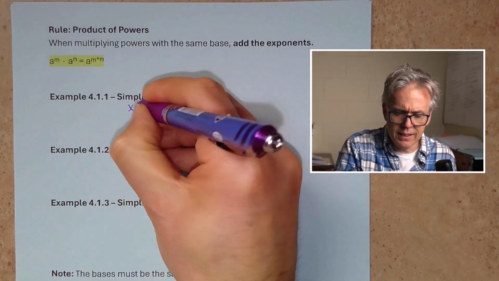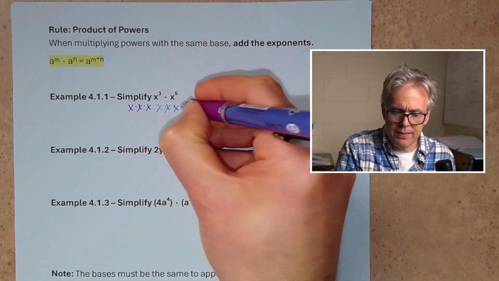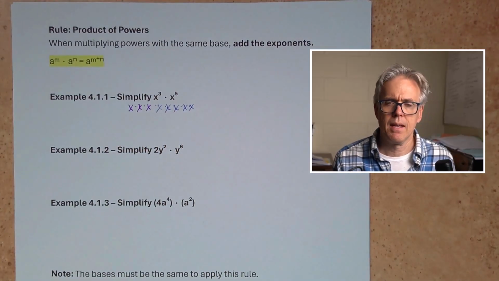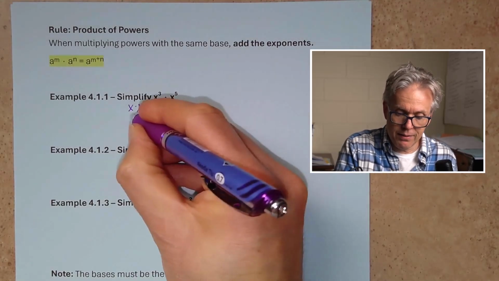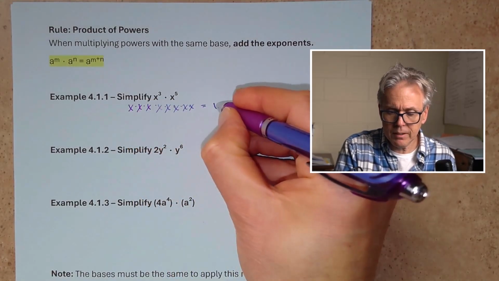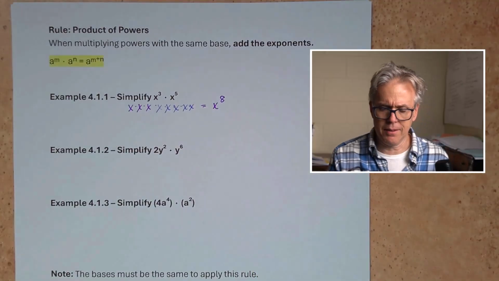All of these are multiplied, so I'll put a dot there for emphasis. So how many x's do I have being multiplied? Well, I have 8 of them, right? I've got 3 here, 5 here. I'll get x to the 8th.